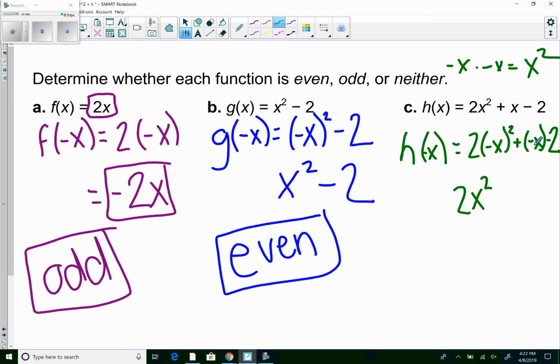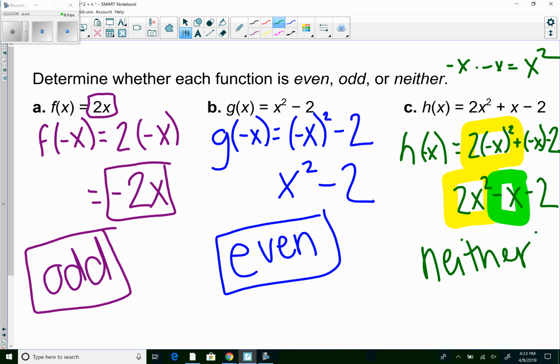So this 2x squared is actually going to stay the same. This is kind of the key part for us, this next spot here. That's going to turn into a negative x. Okay, so notice how this term didn't change at all, but this term changed. And that right there tells us that this function is neither even nor odd.